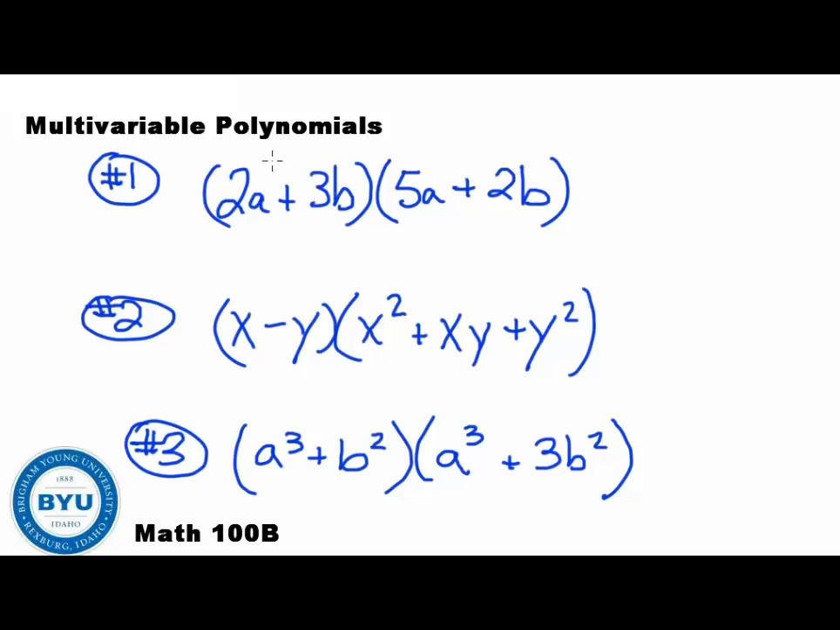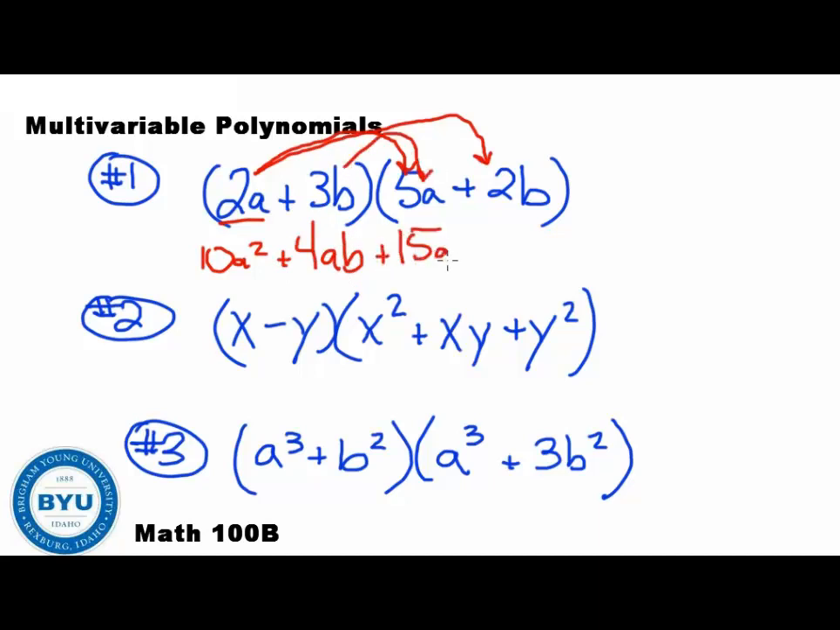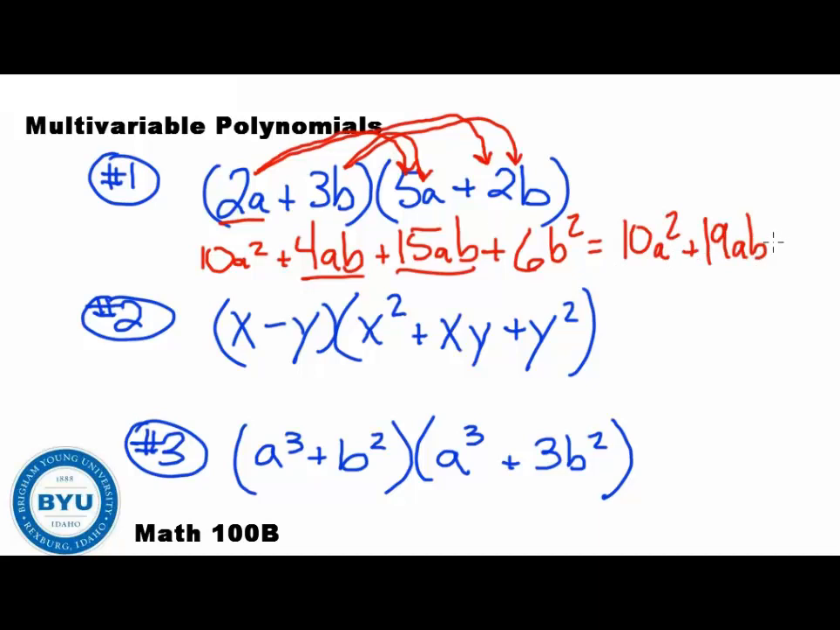Okay, let's get started. I'm going to multiply 2a to 5a. That's my first start here, which is 10a squared. Then 2a times 2b, which comes out to be plus 4ab. Okay, then I'm going to take the 3b and multiply it to here. I get plus 15ab. And I'm multiplying the 3b to the 2b, which comes out to be 3 times 2 is 6b squared. So I combine the like terms, 4ab and 15ab, and I get 10a squared plus 19ab plus 6b squared. That's our final answer on that one.